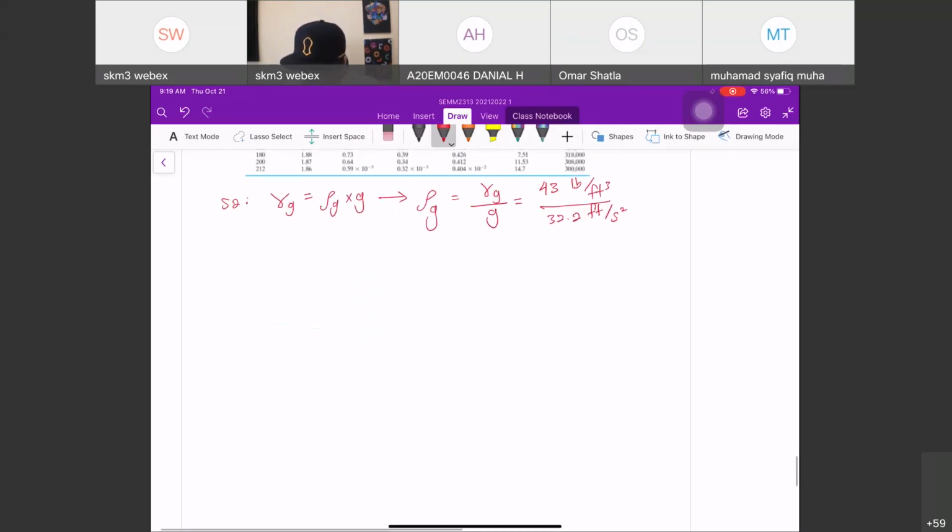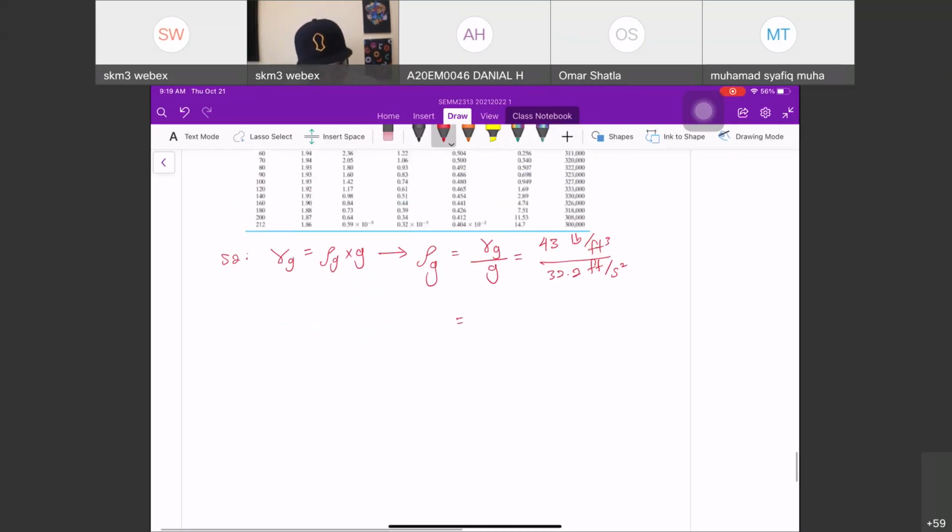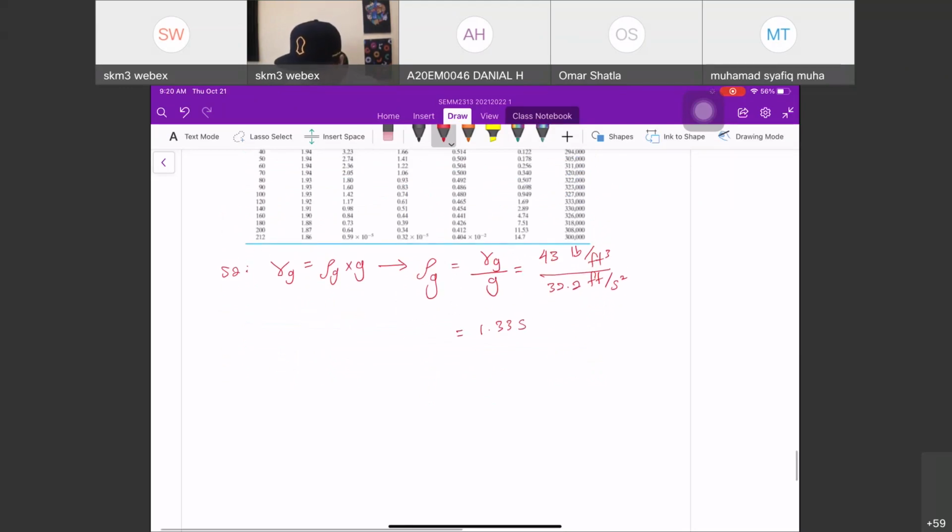And then you will get the answer, which should be 1.335 pound second squared per feet to the power of 4. Okay, so now the density I want to change in terms of slug. Remember, multiply with one slug.